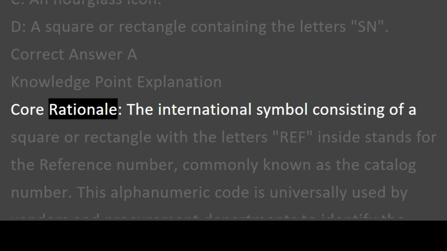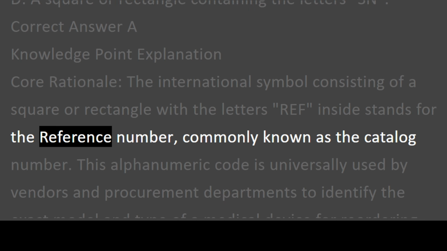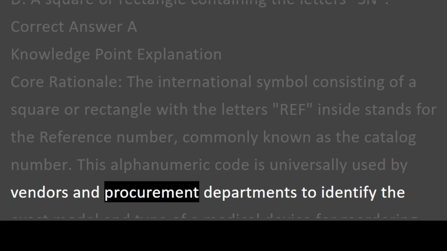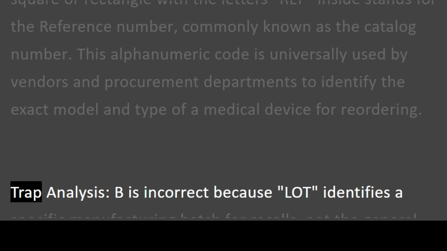Core rationale. The international symbol consisting of a square or rectangle with the letters REF inside stands for the reference number, commonly known as the catalog number. This alphanumeric code is universally used by vendors and procurement departments to identify the exact model and type of a medical device for reordering. Trap analysis.